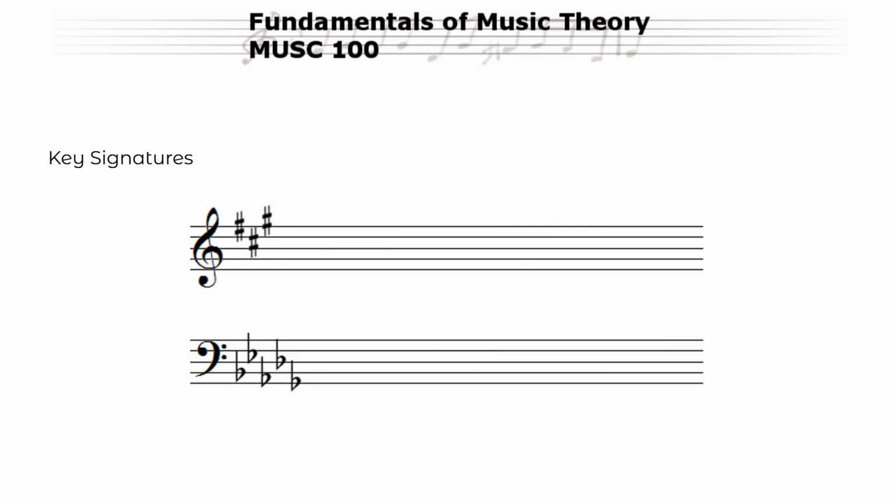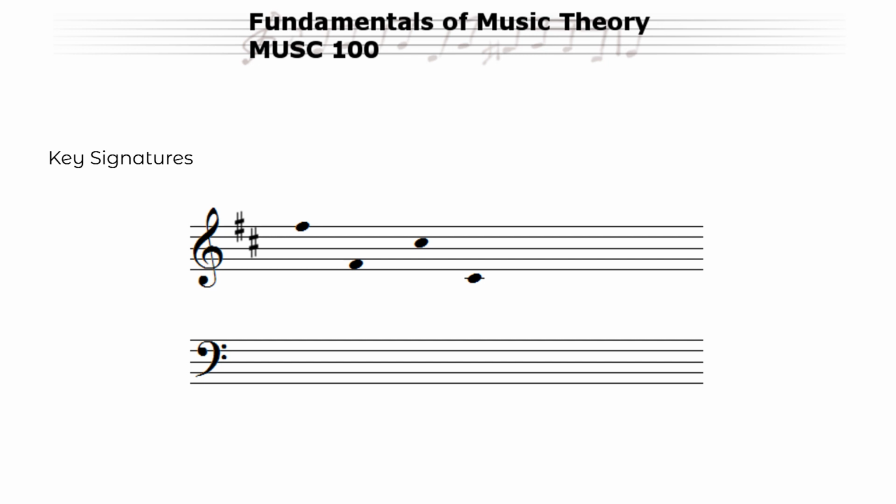Key signatures are groups of flats or groups of sharps printed at the left edge of a staff, which tell you that all those sharps or flats apply to the entire piece of music. For example, if there's an F sharp and a C sharp in the key signature, all the Fs and all the Cs you encounter in the music will be sharps, not naturals.